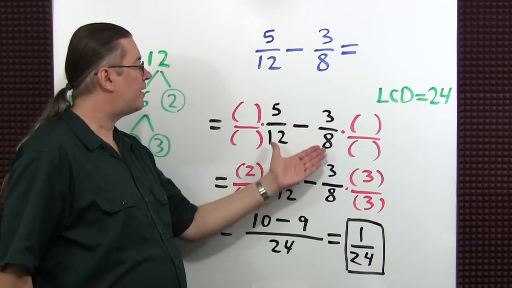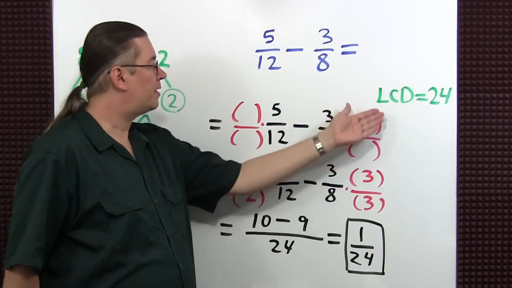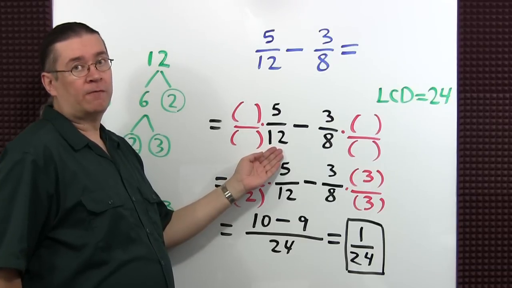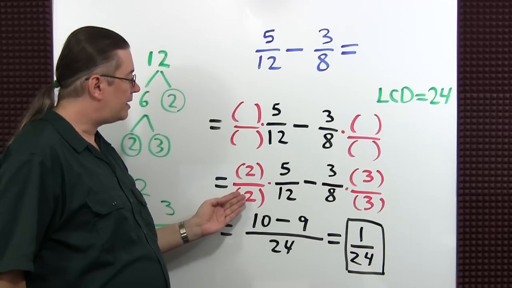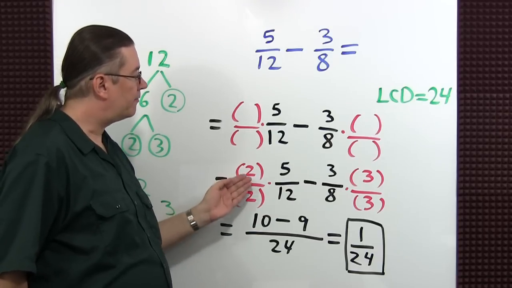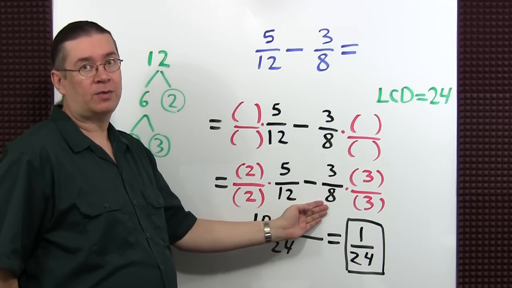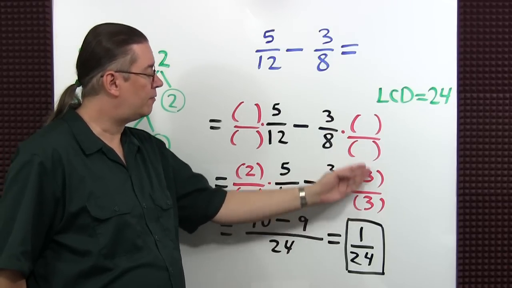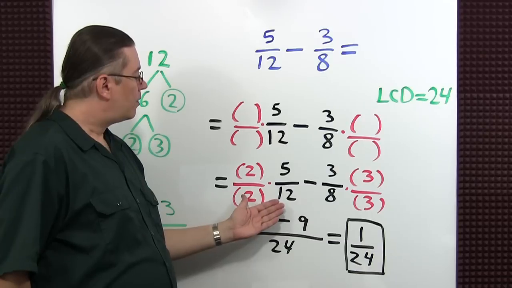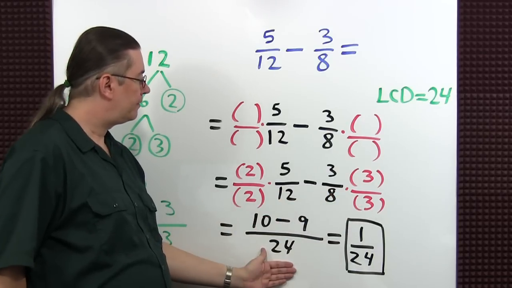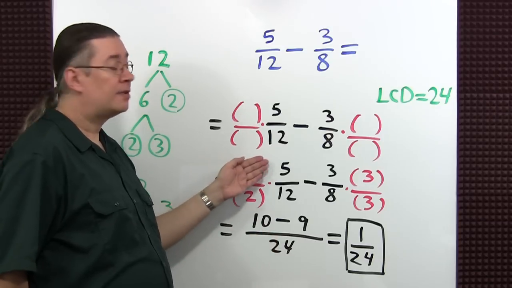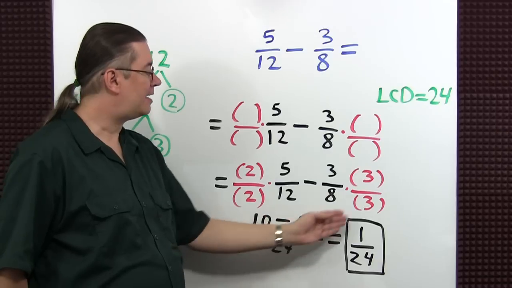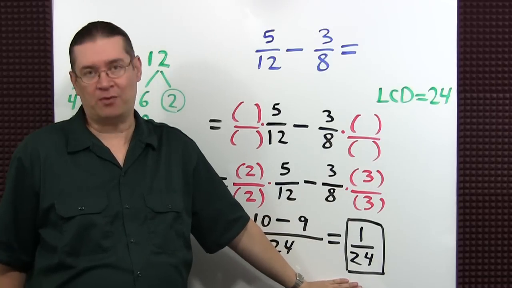Next, rewrite the fractions and create the spaces with the blank parentheses right here. What times 12 is 24? 12 times 2. Then write that again on top. 2 over 2. 8 times what is 24? 8 times 3. Then again, write down the same number top and bottom. 3 over 3. We have a common denominator of 24. For the numerator, 2 times 5 is 10, minus 3 times 3 is 9. 10 minus 9 is 1. The answer is 1/24.